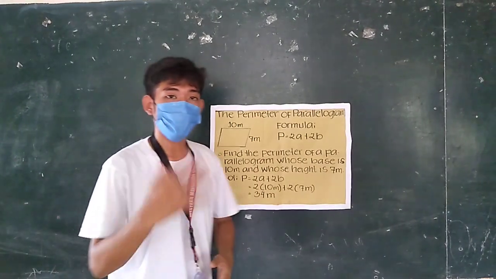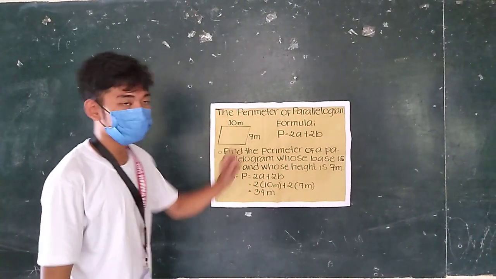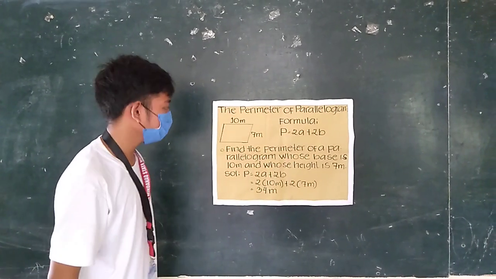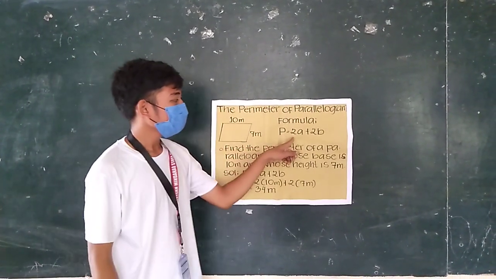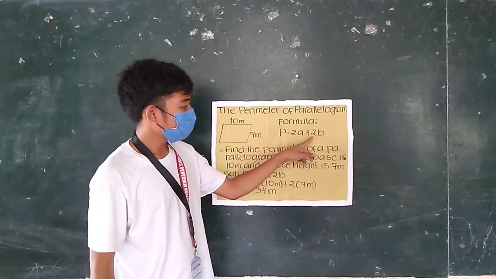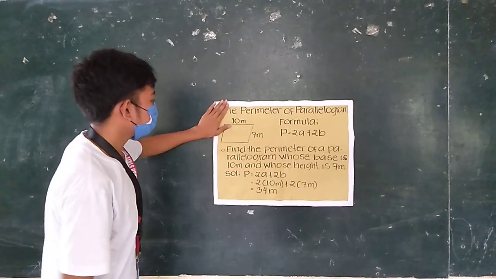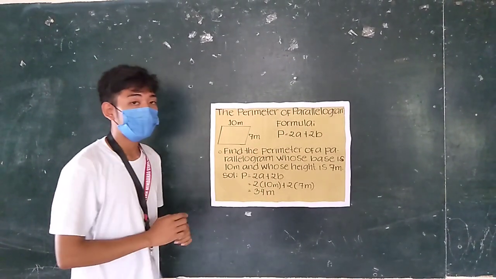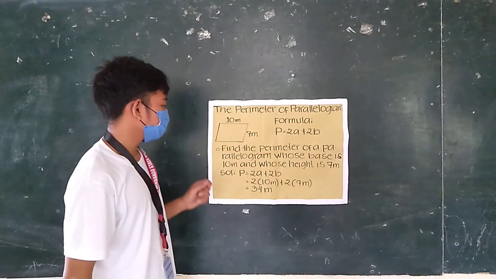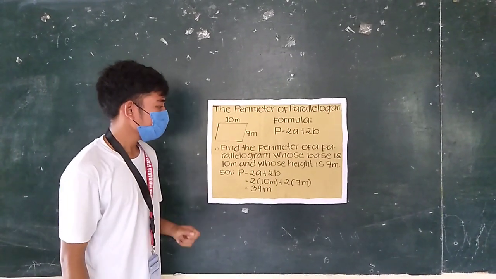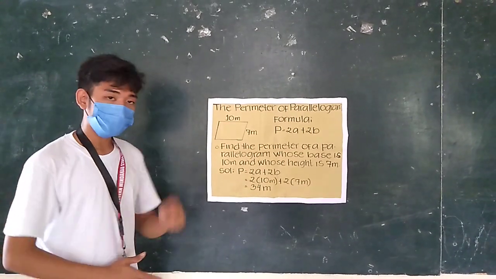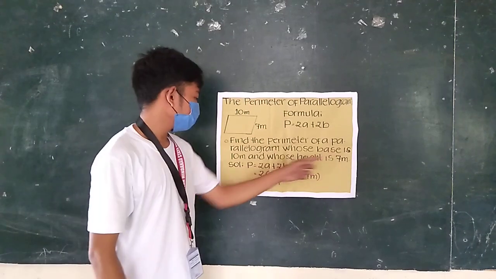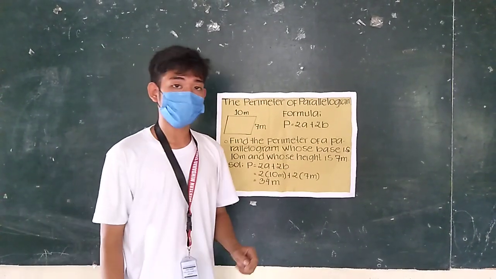The next one that we are going to find is the perimeter of the parallelogram. The formula that you have to keep in mind is that P is equal to 2A plus 2B. So, for example, this is a windshield. The windshield has 10 meters, which is its base, and its height is 7 meters. Now, we're going to find the perimeter of a parallelogram whose base is 10 meters and whose height is 7 meters.